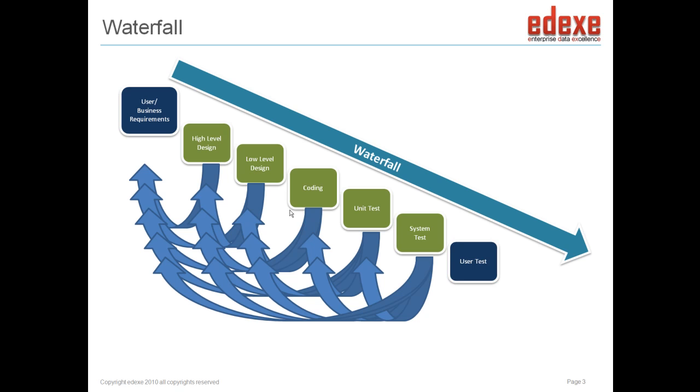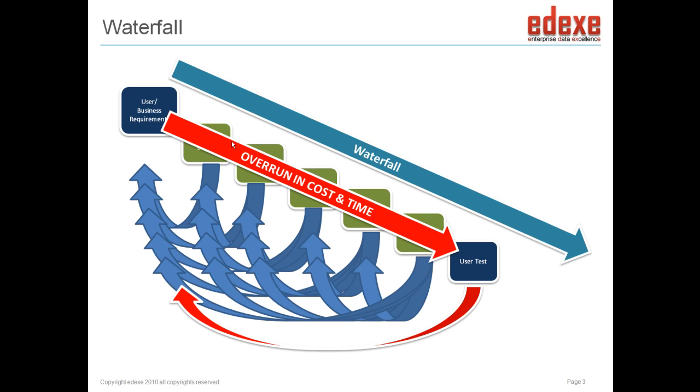Next comes the user test. This is normally late in the project and it's the first time that the users get to see their data. And this is a point where we're most likely to hear the words, "This isn't what we asked for." So we have to go through the whole life cycle again from business requirements back down to user test. And this will normally result in overrunning in cost and time until finally, after a great deal of pain, we can go live.